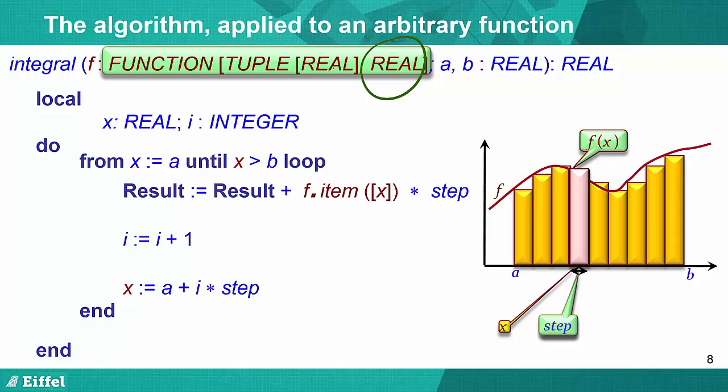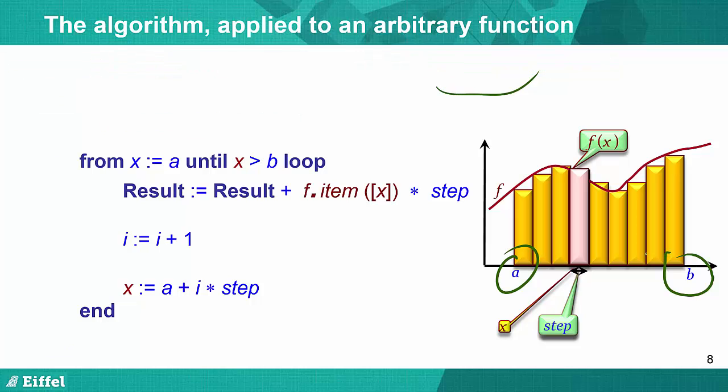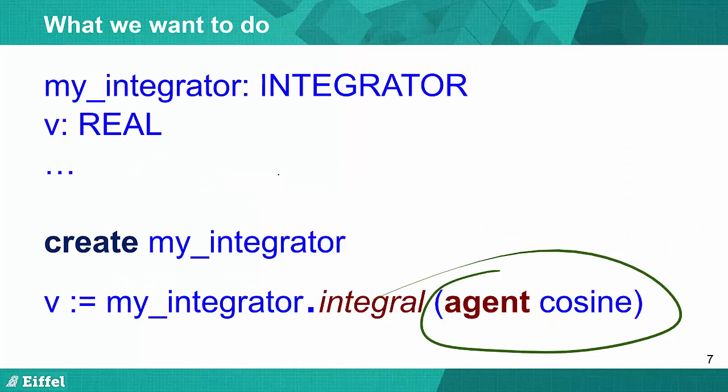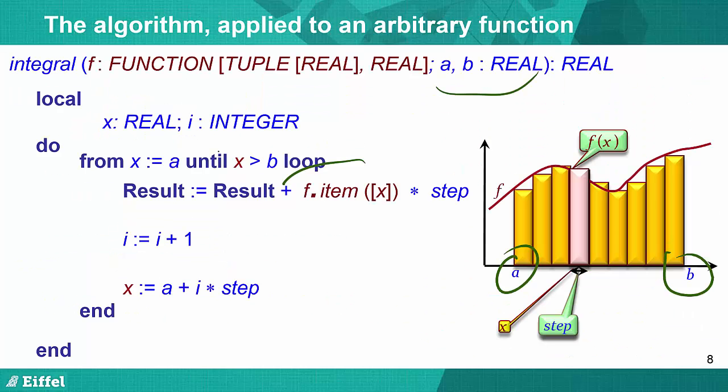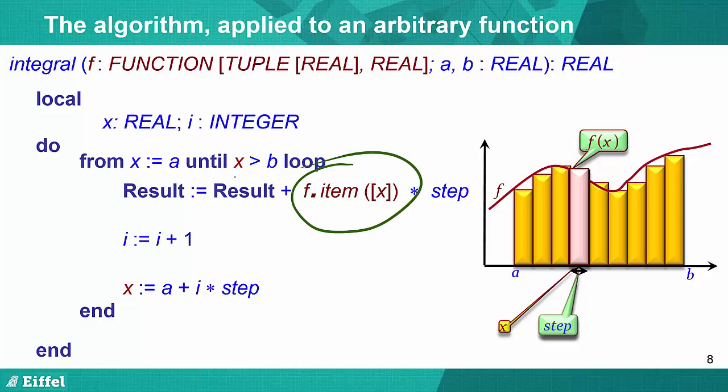So this means that we have a function that expects a real and returns a real, as is the case for cosine, for sine, for square root, all the usual functions of analysis. So that's the first thing that we do for integral. Of course, it also has arguments a and b, which are ordinary arguments representing the bounds of the interval. And then at some point, if you remember the previous algorithm, we did f of x. And so what we're going to do now is f dot item of x in brackets.